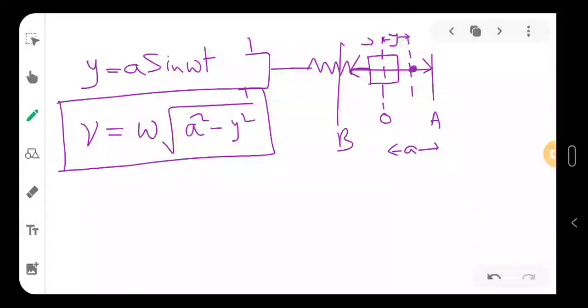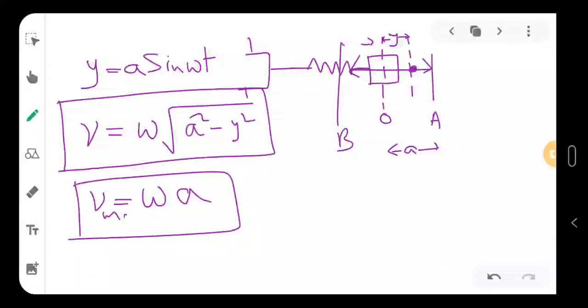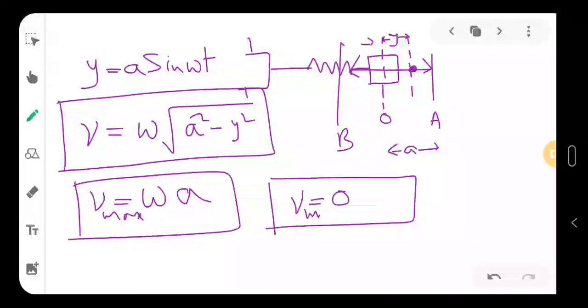Now you can put y equal to 0, that means at equilibrium. If you put y equal to 0, you will see that v is equal to omega A, and that will be the maximum velocity, v max, for the bob. If you put y equal to A, in that case you will get v equal to 0, that is the minimum velocity. So y equal to A means the bob is at an extreme point, let's say A. So at the extreme points, the velocity is always 0.